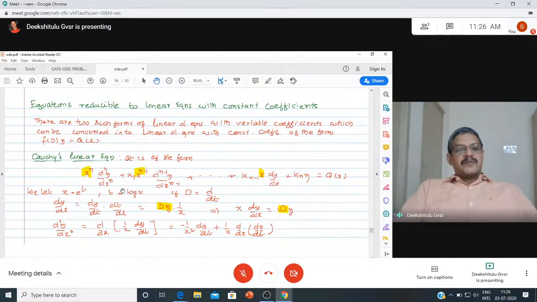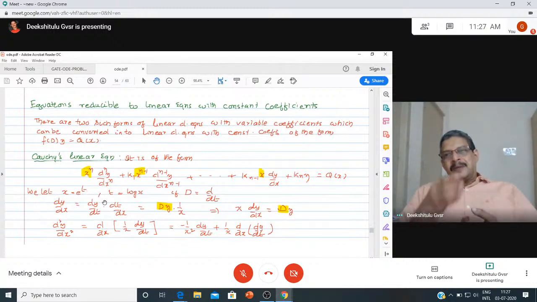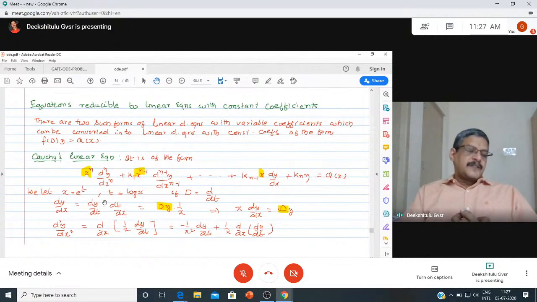So Cauchy's linear equations are of this form. What is the structure of Cauchy's equation? You have the nth derivative multiplied by x power n: x square d square by dx square, x dy by dx, x cube d cube by dx cube, like this. Such a structure is called Cauchy's structure. And to solve such problems, let x is equal to e power t. The question now is how we convert this. Is it necessary for us? Yes, necessary, because sometimes a theoretical question may be asked on this: which of the following functions converts Cauchy's linear equation into an equation with constant coefficients?